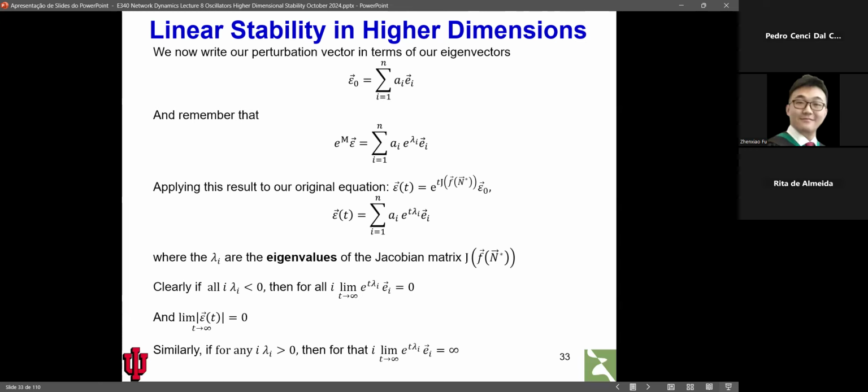So you see that we never assumed that the number of equations is two dimensions. We did it in terms of the eigenvectors and eigenvalues, and all this demonstration is valid for any number of dimensions. So you have done something which is independent of the number of dimensions.